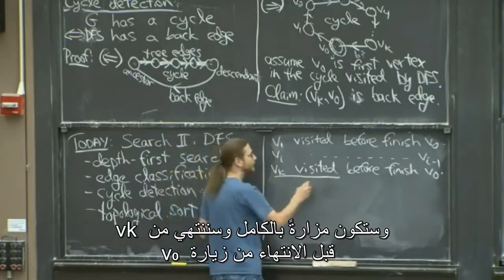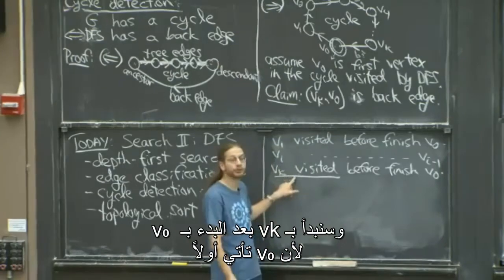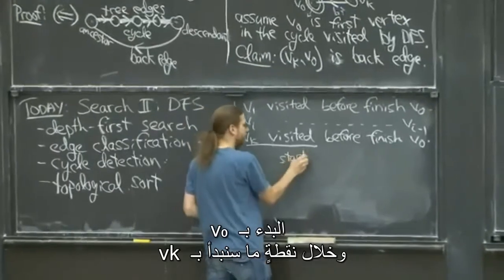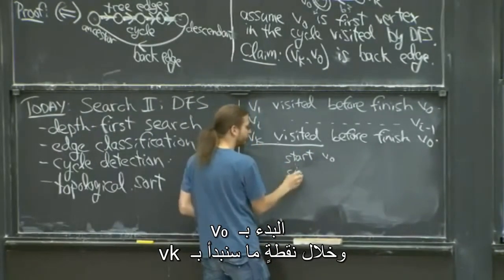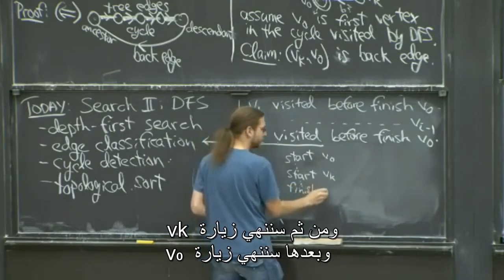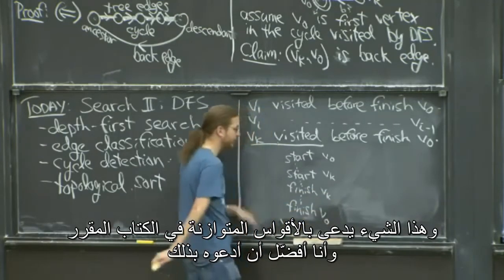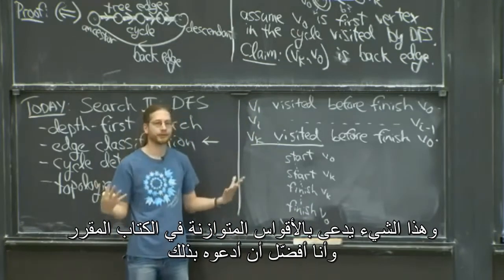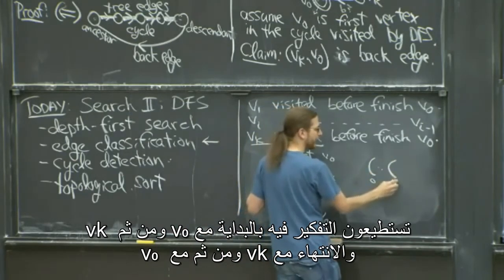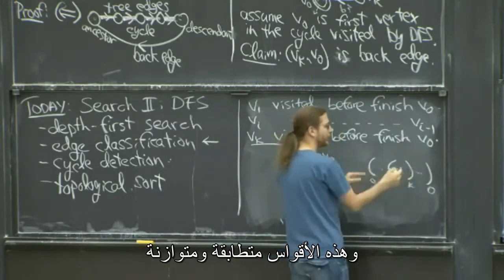And it will be entirely visited. We will finish visiting vk before we finish visiting v0. We will start vk after we start v0, because v0 is first. So the order is going to look like: start v0. At some point, we will start vk. Then we'll finish vk. Then we'll finish v0. This is something the textbook likes to call, and I like to call, balanced parentheses. You can think of it as we start v0, then we start vk, then we finish vk, then we finish v0. And these match up, and they're balanced.